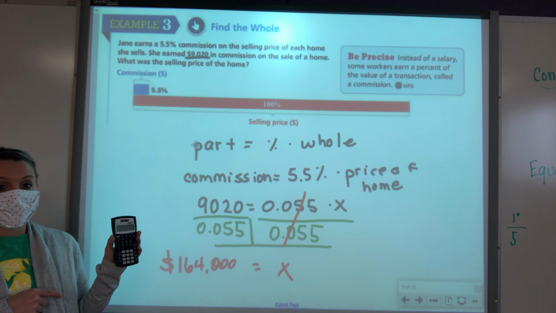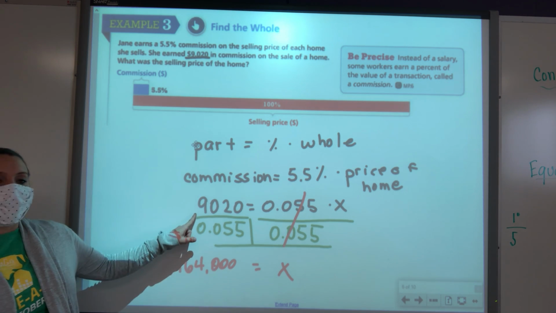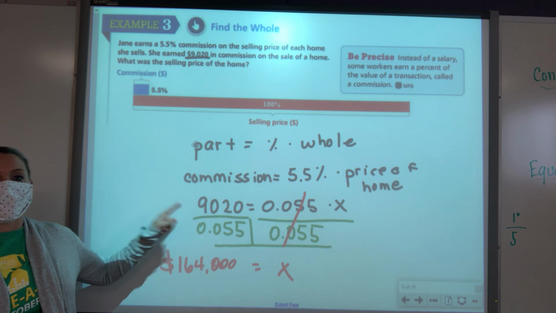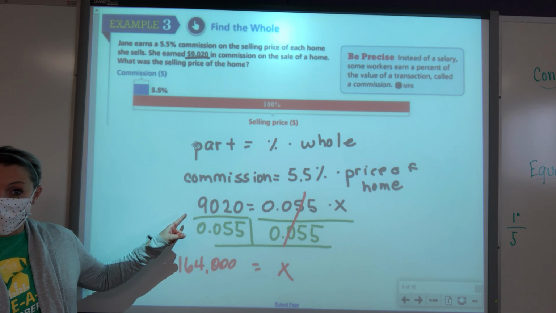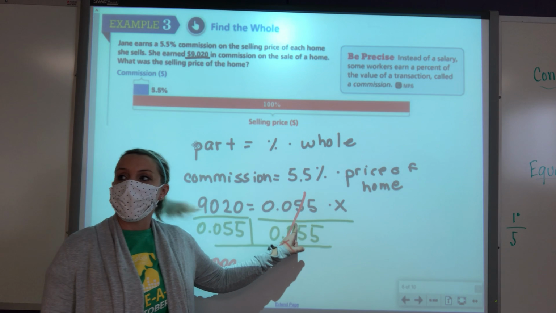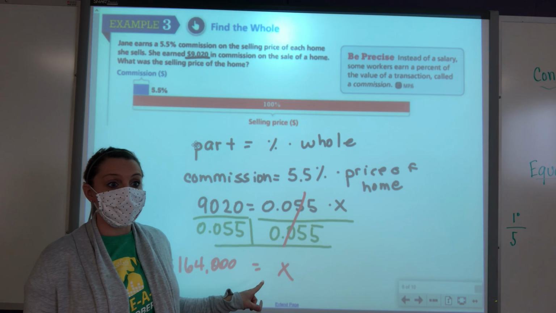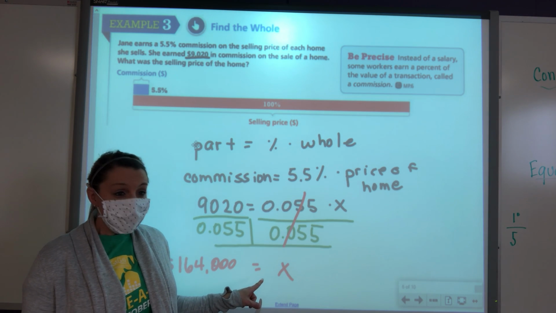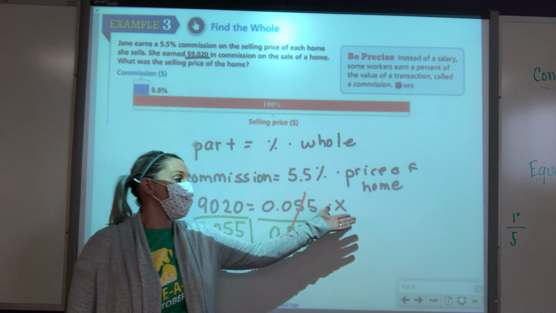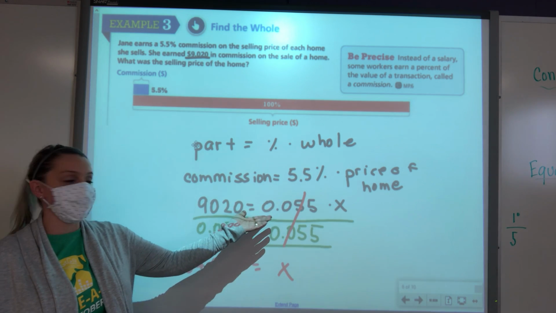Okay, so it's not the same price. No, every house she sells is not the same. She doesn't get $9,020 every time. It depends on the price of the house. So if she only sells a $100,000 house, she's going to make $5,000 on it.